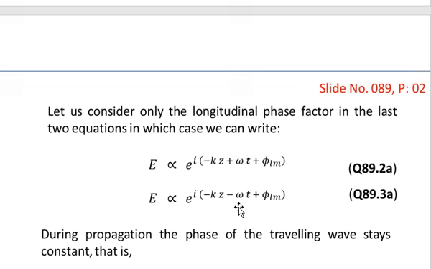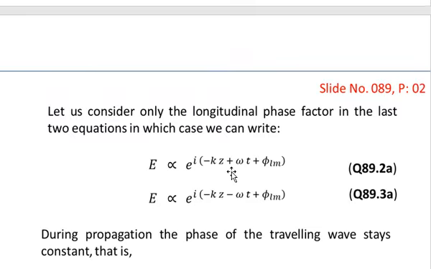So now I can combine these two phase factors and I can write that E is proportional to e to the power iota (minus kz plus omega t plus phi LM), and I am writing it as equation number 2a. And similarly, I am writing equation 3a as E proportional to e to the power iota (minus kz minus omega t plus phi LM).